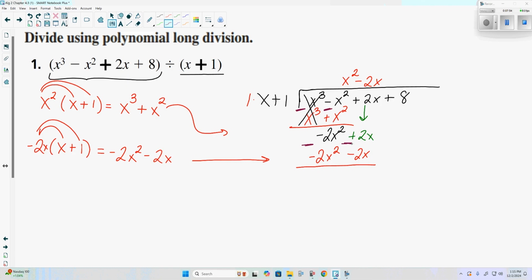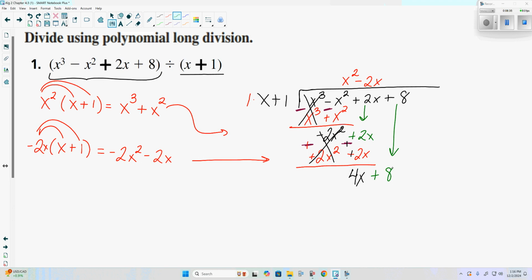And again, just like before, we're going to subtract. Negative 2x squared minus negative 2x squared. Well, really the negative and negative make a plus, so we really have negative 2 plus 2, which is 0. Those will cancel out. Our next one we have is 2x minus negative 2x. Well, the negative negative would make a plus. 2x plus 2x is 4x. And then we bring down our next term.